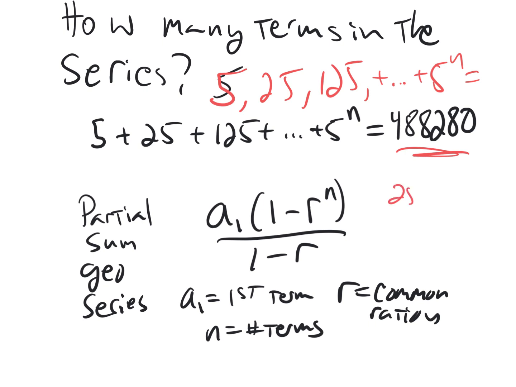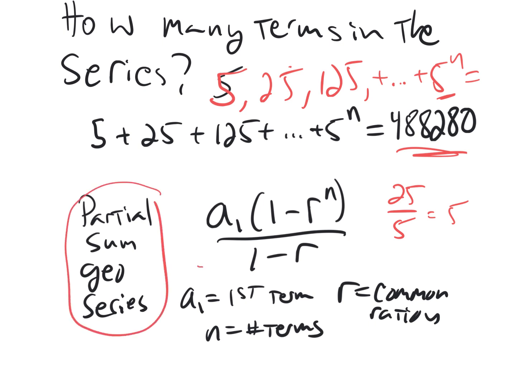If I take 25 divided by the first term, so the second term divided by the first term, I get 5. And 125 divided by 25 is also 5. And then they also tell me that the nth term for the sequence is 5 to the n. So I know it's a geometric series. And because this isn't an infinite geometric series, I know it's going to be a partial sum.